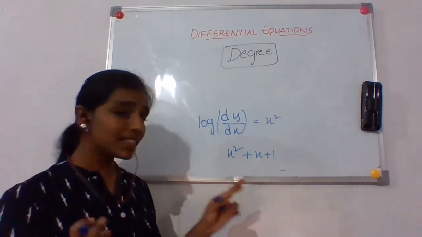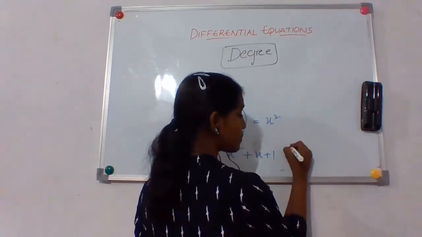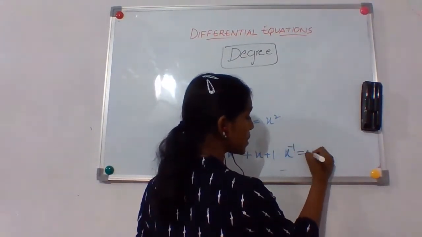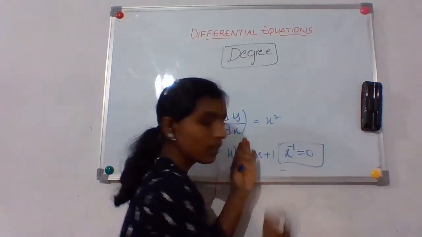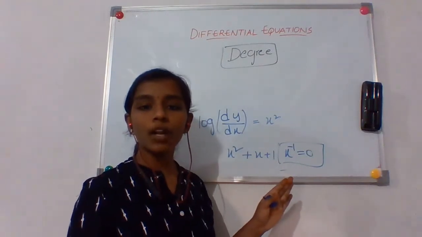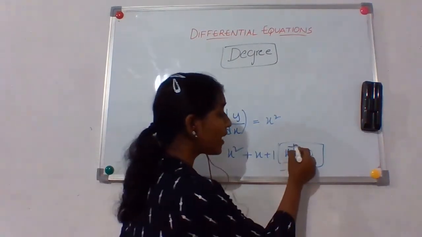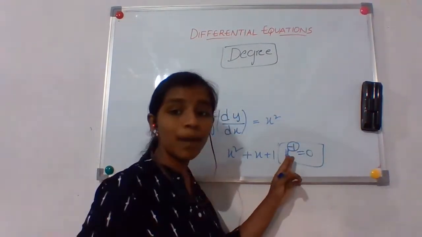But will this be a polynomial? x power minus 1 is equal to 0. Will this be a polynomial? No, that will not be a polynomial because you cannot have negative integers as the power of x.